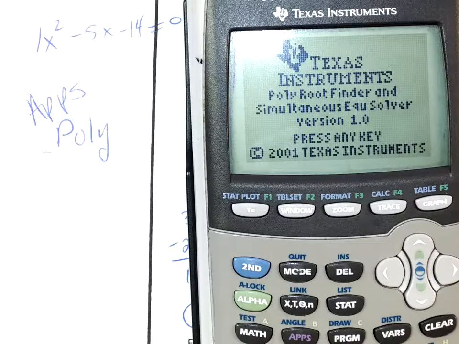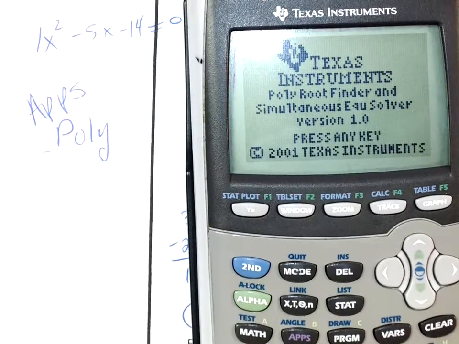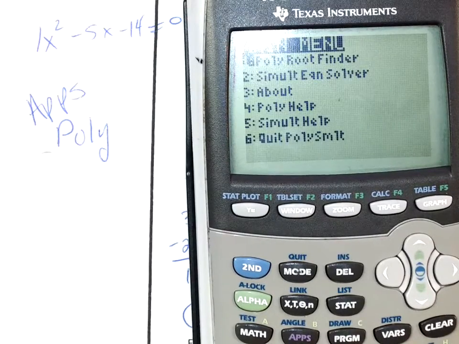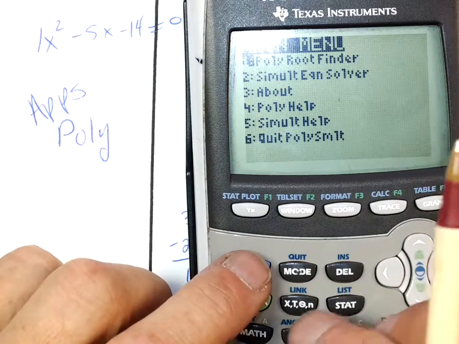Just push enter again. You don't need that screen. That screen's just there to say, "Hey, aren't we cool?" What happened? I think it's different than yours. Hold on. Oh, there it is.